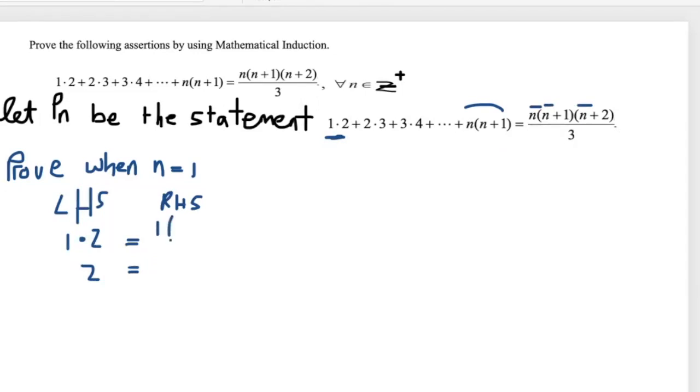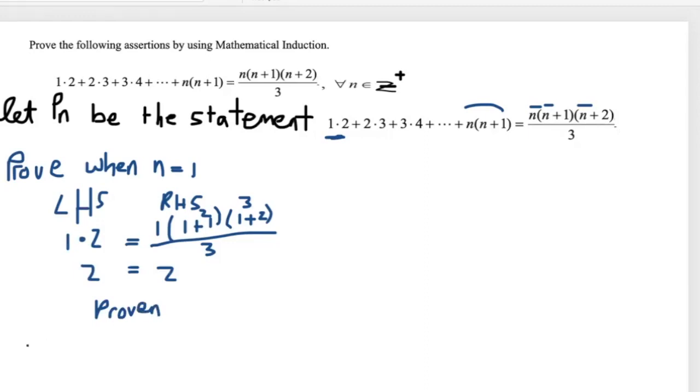So you have 1, open bracket, 1 plus 1, 1 plus 2 over 3. So 1 plus 2, that's 3. 1 plus 1, that's 2. So 2 times 3 is 6. Times 1 is 6, divided by 3. So I get my 2. So we have proven that the left is the same as the right.